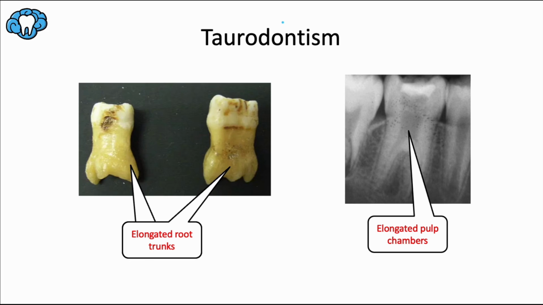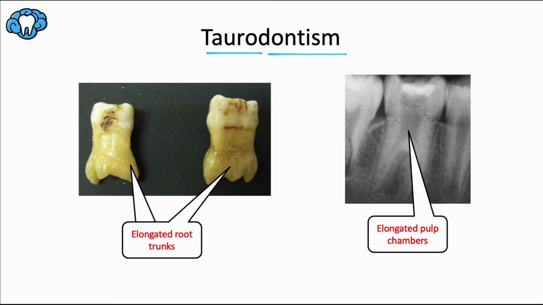Taurodontism. So we already talked about Gemini before with gemination, and another zodiac sign is Taurus, which means bull. So taurodontism literally means bull teeth. But what does that mean?